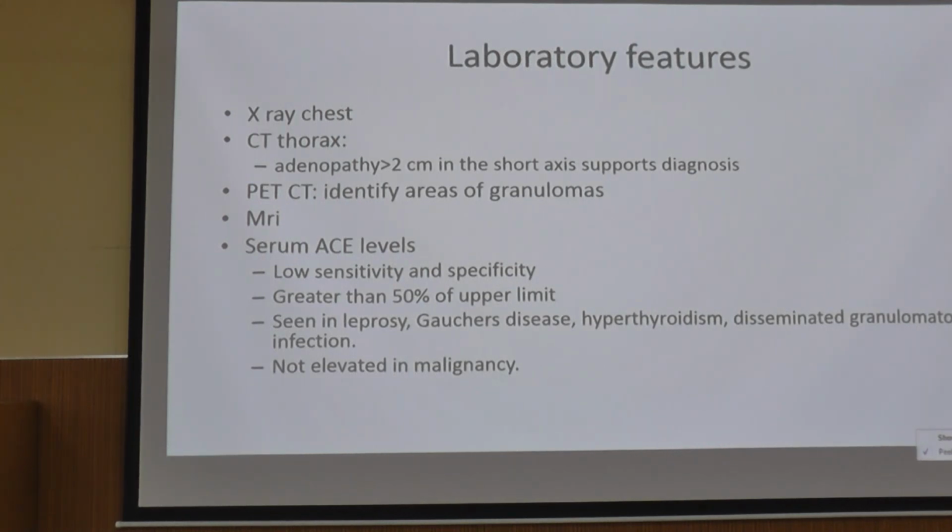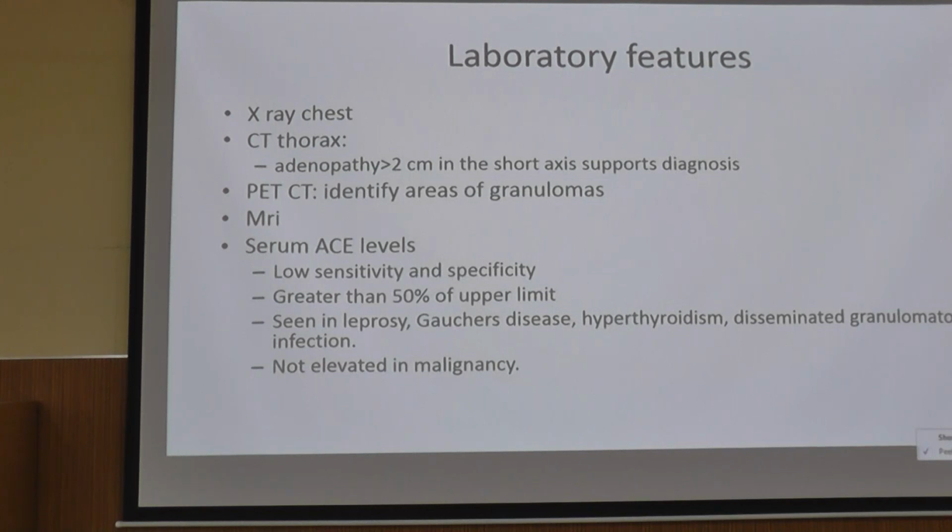So finding a lymphadenopathy is the most important thing, particularly hilar adenopathy. If it is more than 2 centimeters, okay, then it is definitely significant. You have to think of sarcoidosis. PET-CT will be able to identify where the granulomas are.